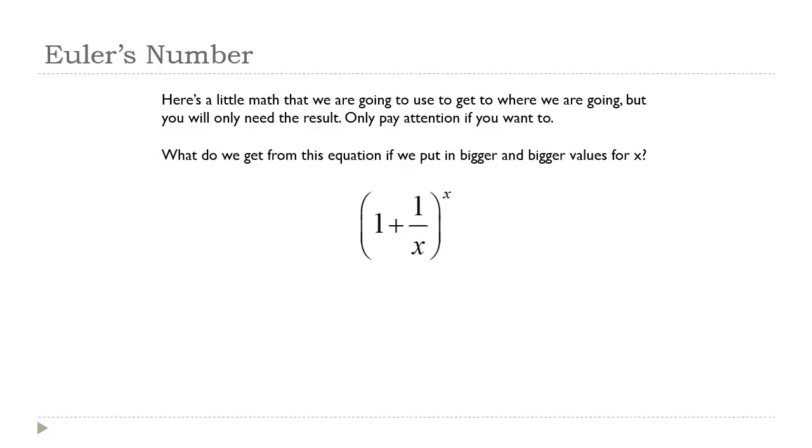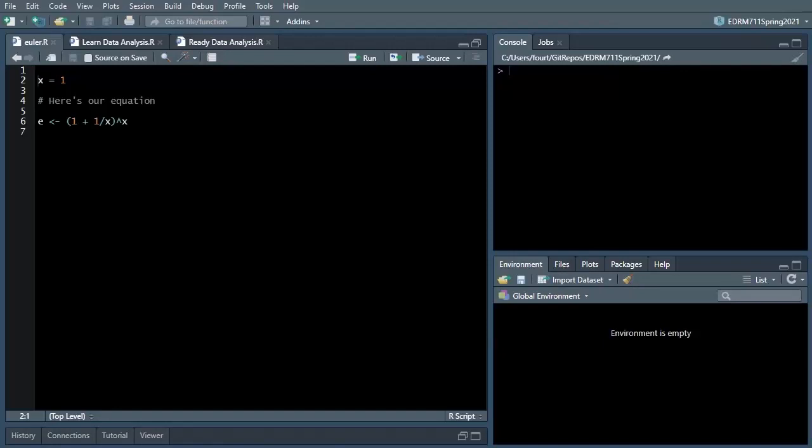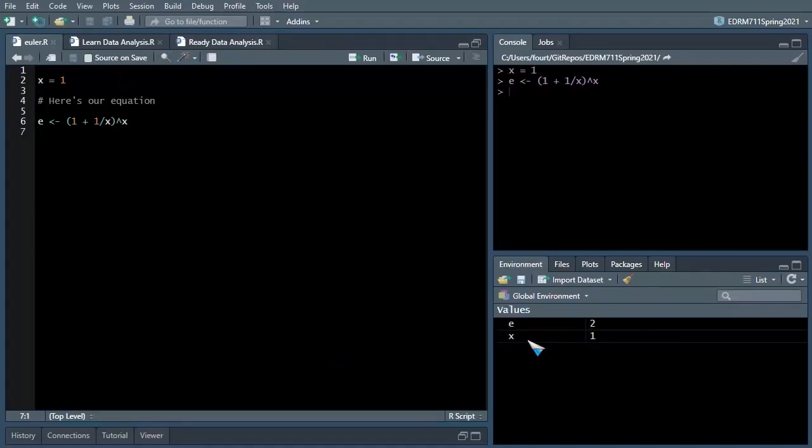What do we get from this equation if we put in bigger and bigger values for x? That is 1 plus 1 over x, all raised to the x power. Well, let's try it. Here I have set x equals to 1. Here's our equation. Let's call it E. And let's see what we get when we put 1 in for x in this equation. Looking down here in the environment, we see that we get 2 for E. What about if we had put 2 in? Now we get 2.25. What about if we had put 3 in? Now we get 2.37.